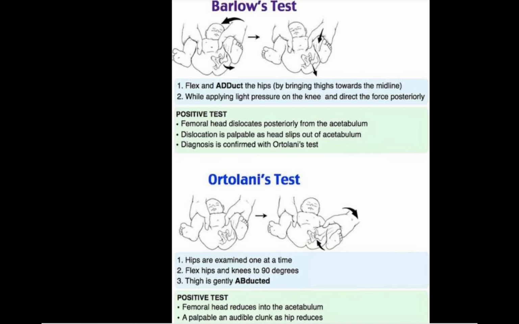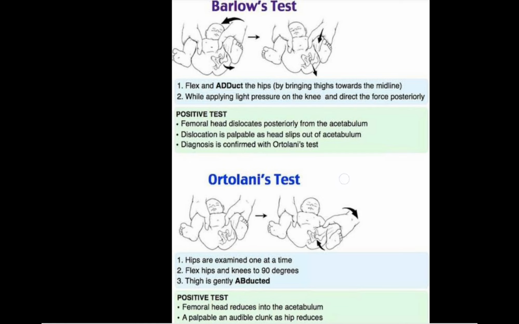Then next we have Barlow's test and Ortolani's test. These are the two tests for developmental dysplasia of the hip. In Barlow's test, we flex and adduct the thighs, that is, flex and adduct the hips towards the midline. In Barlow's, basically, the femoral head dislocates posteriorly. If we adduct the hips, then the femoral head will be dislocated.